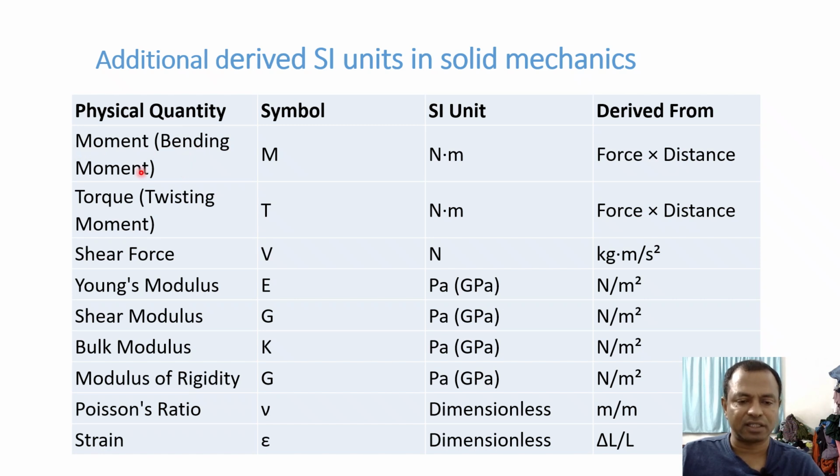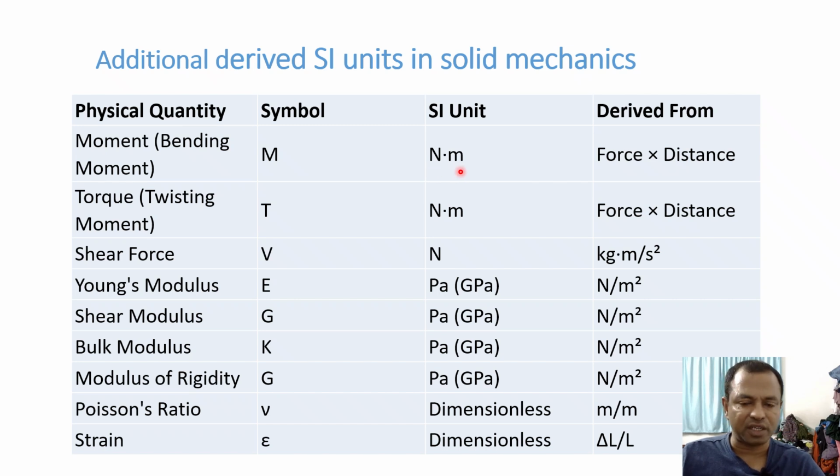For moment or bending moment, the symbol is capital M. Moment is force into distance, and the unit is same as joule, that is Newton meter.